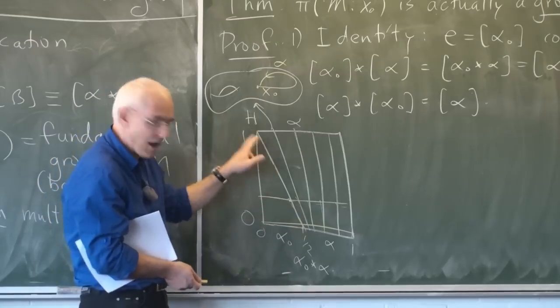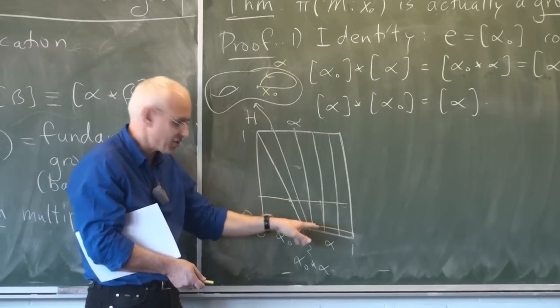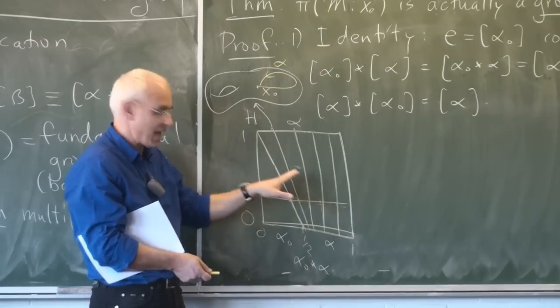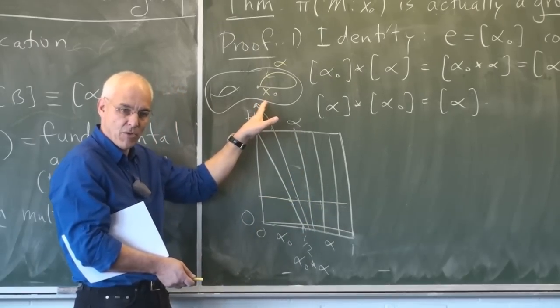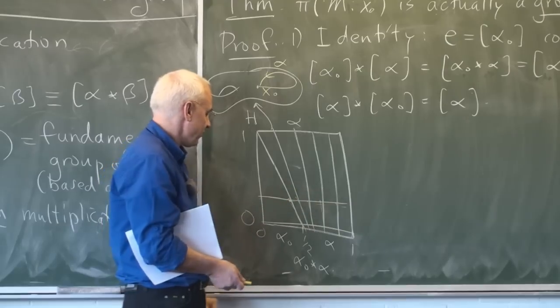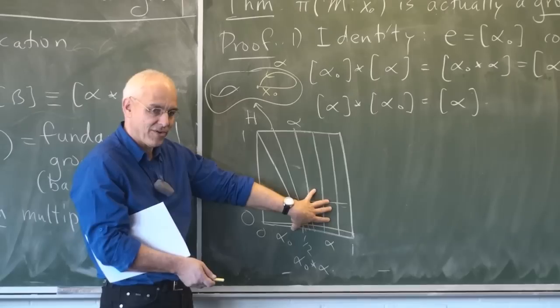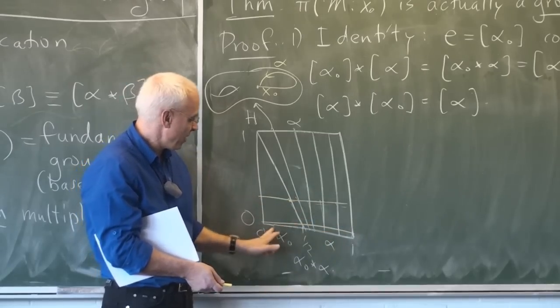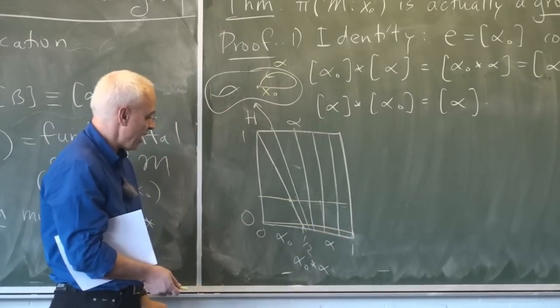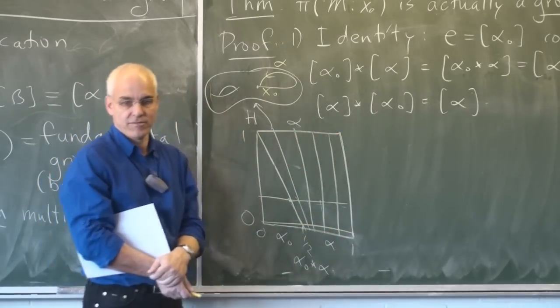So you could write out formulas for this. Just sort of figure out the equations of these lines. You could actually write down a formula for the homotopy. But I don't see that there's much point. I hope it's reasonably clear what this diagram represents. A way of going continuously from this combination alpha 0 alpha to alpha itself.